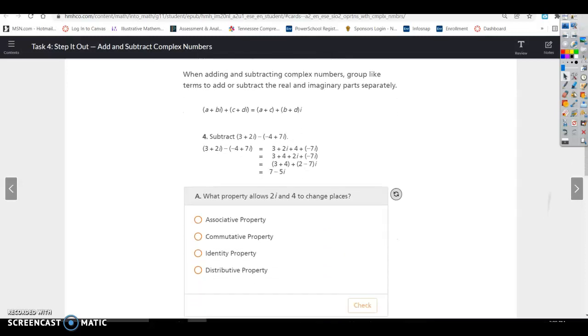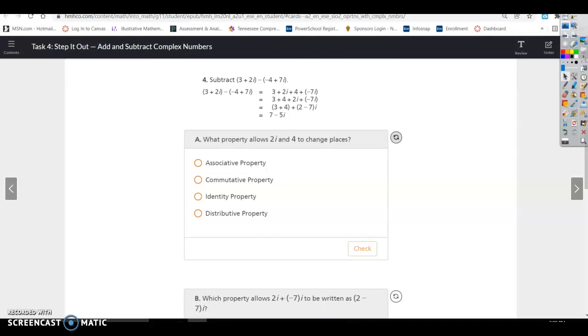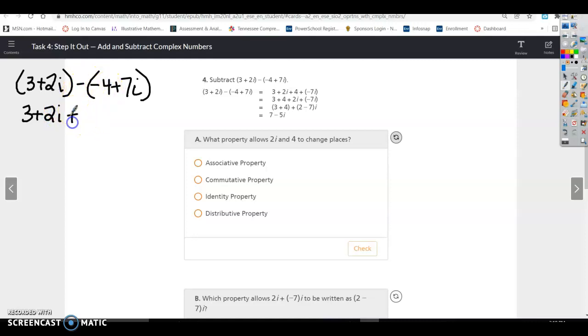All right, so let's look at an example. If we look at number 4, I like to do these kind of to the side, so we're going to do 3 plus 2i, and then minus negative 4 plus 7i. All right, so remember the negative gets distributed. If I distribute this negative, then I'm just adding like terms. So I'm going to have 3 plus 2i, and then plus 4. A negative times a negative makes that positive 4, and then negative 7i.